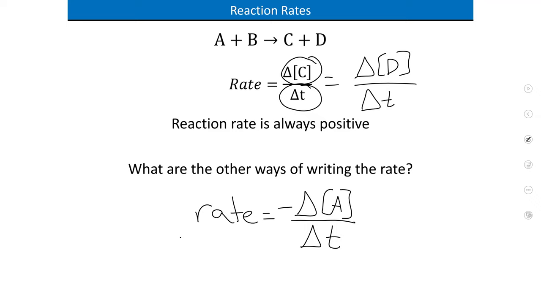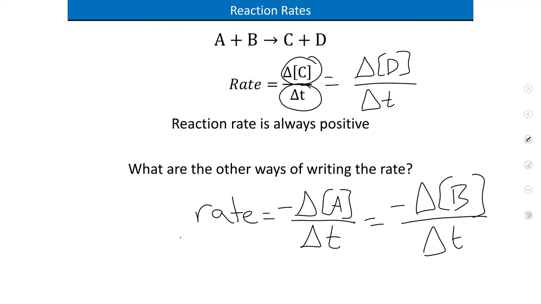And what about if there are coefficients? Well, we did that with our ICE tables, right? That just meant we threw a number in front of it. If A is changing at a different rate than C, we just take that into account. Also equal to negative change in concentration of B, right?